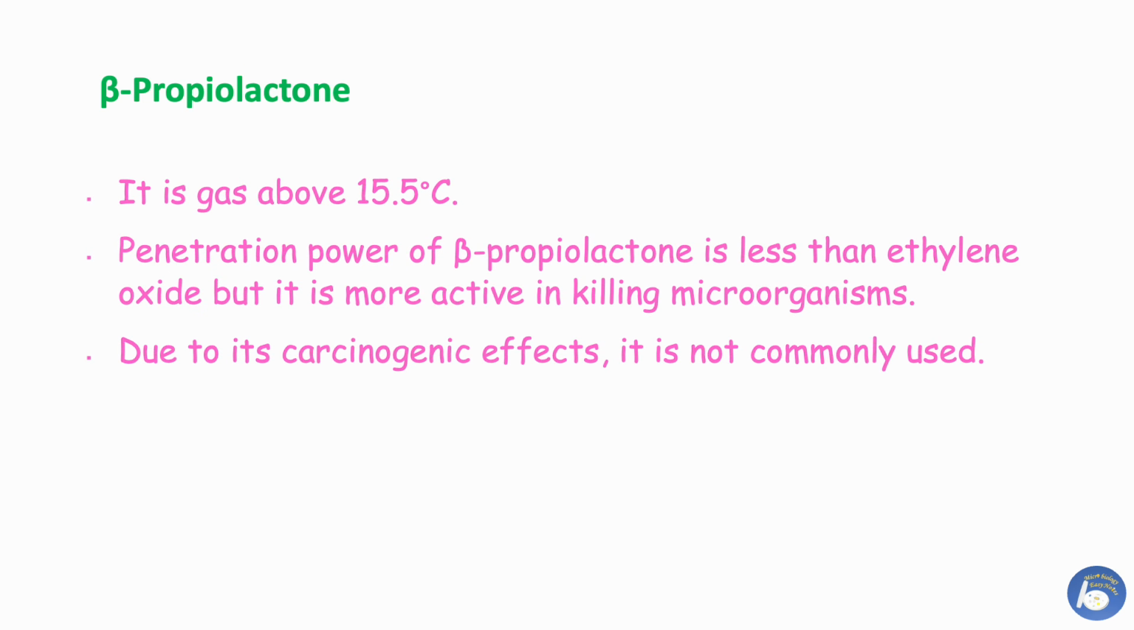Beta-propiolactone. It is a gas above 15.5 degrees Celsius. The penetration power of beta-propiolactone is less than ethylene oxide, but it is more active in killing microorganisms. Due to its carcinogenic effects, it is not commonly used.